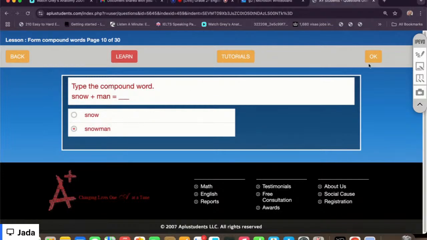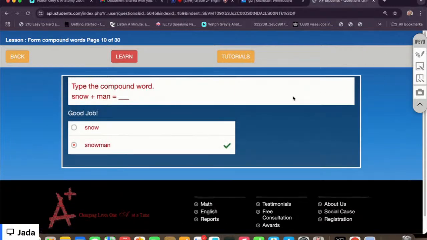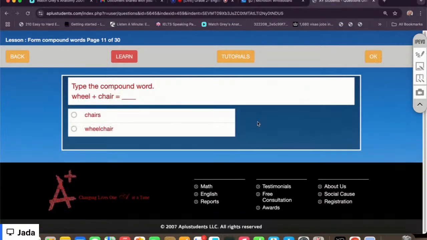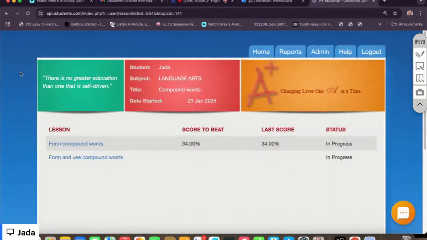Okay, we have snowman. So tell me on the chat, do you have any questions? Let me know on the chat. Do you have any question concerning form compound words? Is there any question? You can let me know and I can explain to you before we move on to form and use compound words. So that is the second lesson.